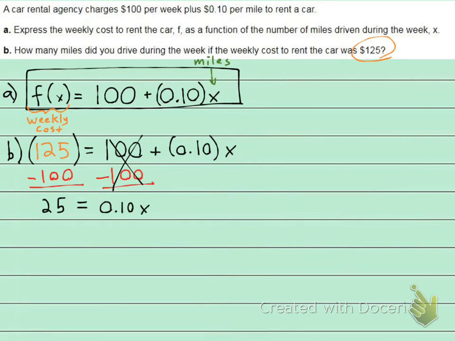One more step to get this grumpy old x all by himself. It's with 0.10 times x, so to get rid of that multiplication, we're going to divide. Divide the left side by 0.1. Divide the right side by 0.1. Get your calculator. You're going to get 250 equals x.